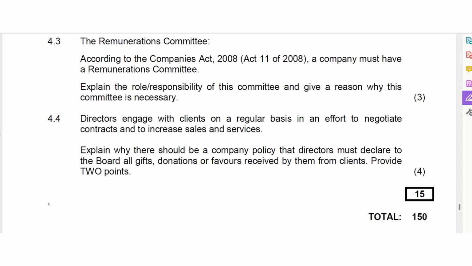Remember, to get 2 points, 4 marks, you name the point and then you discuss it a bit in order to get 2 marks for 1 point. And therefore 2 points will give you 4 marks.